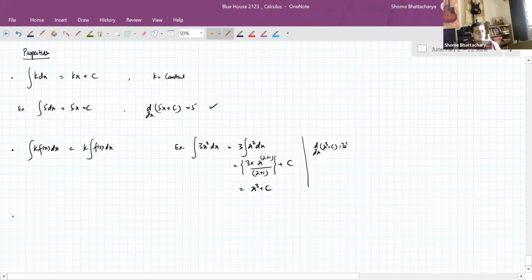And finally, the third property, which is similar to the distributive property that we had seen for differentiation. So using these three properties, we can integrate a very large variety of algebraic functions, including polynomial functions, but also non-polynomial algebraic functions.